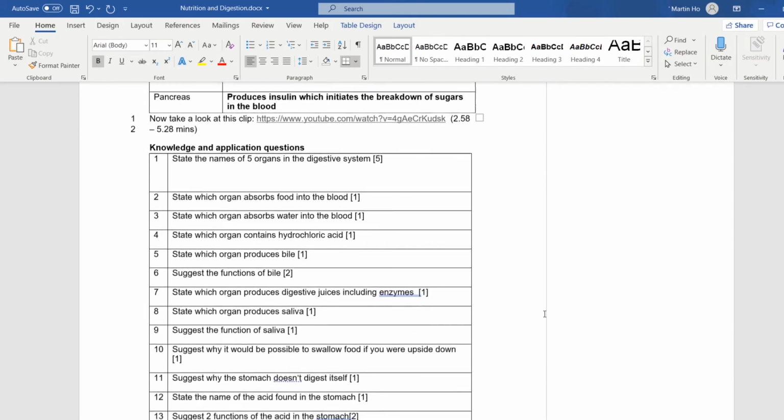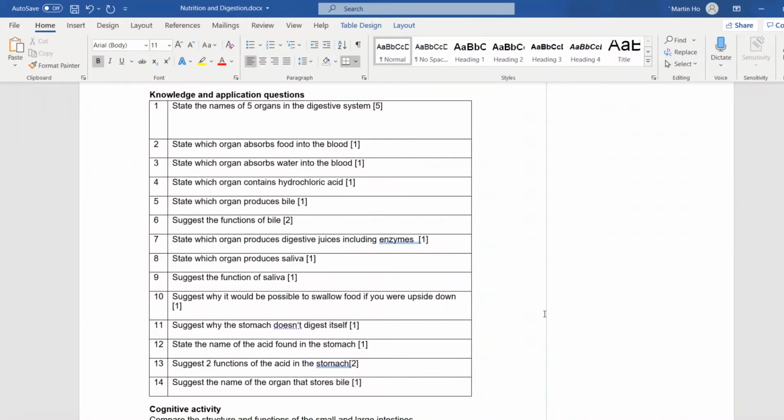Once you've finished, please complete the last knowledge check of this lesson and this unit, and we'll take it up in just one moment. Pause the video here.